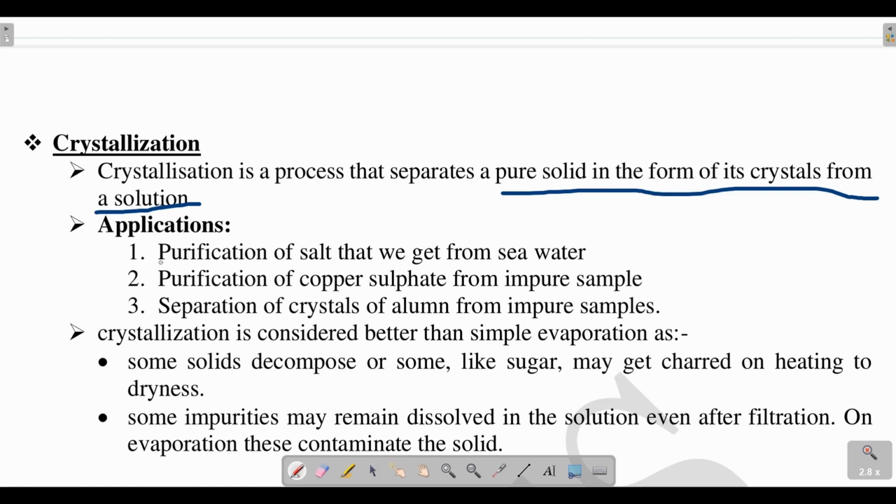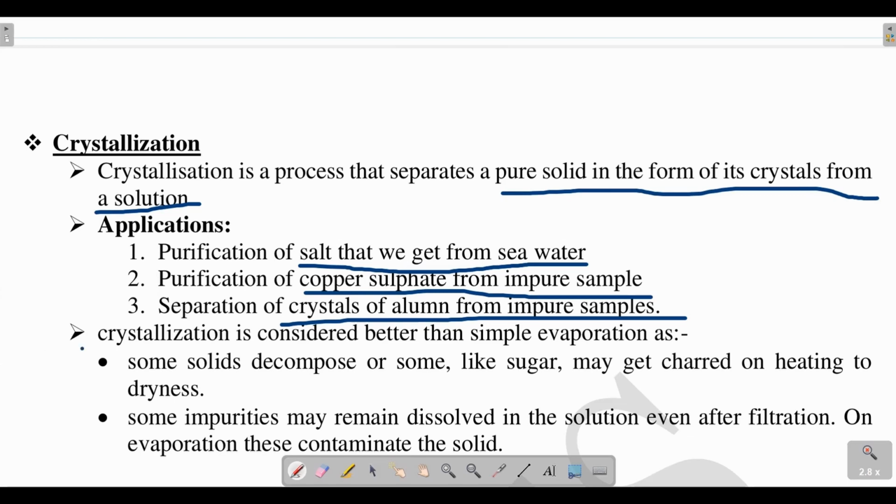And what are the applications here? Purification of the salt that we get from seawater is actually an application of crystallization, because we take the water from the sea, that is salt water, in which salt is dissolved, and keep it for crystallization. What will happen? We will get salt crystals from the water. Also purification of copper sulfate from an impure copper sulfate sample, and separation of crystals of aluminum from an impure sample. So this is actually a very complicated process. Nowadays different types of crystallization methods are available. You will learn this in detail in the higher classes.